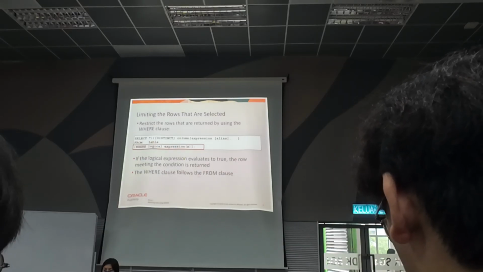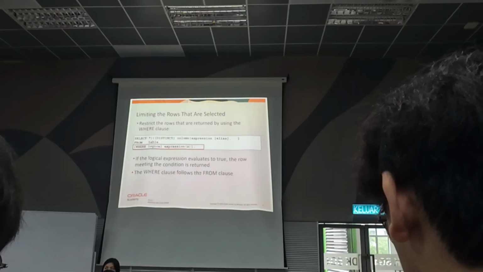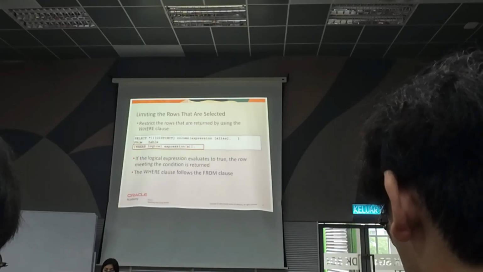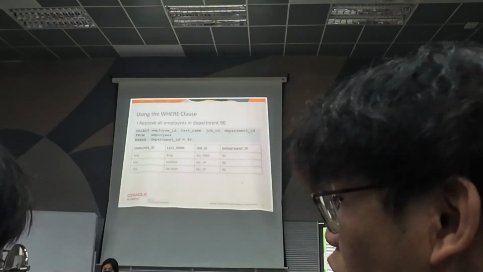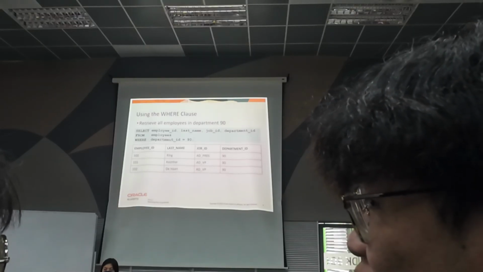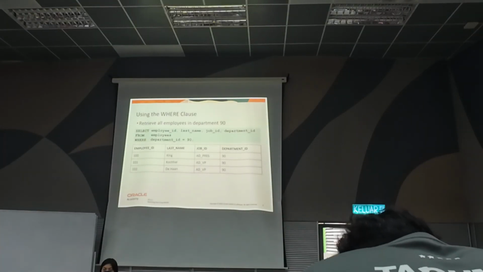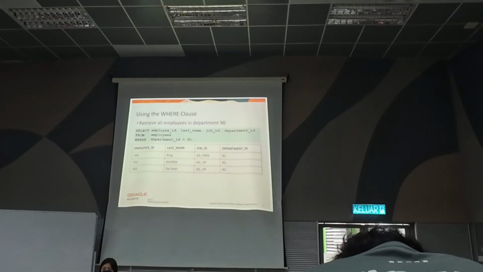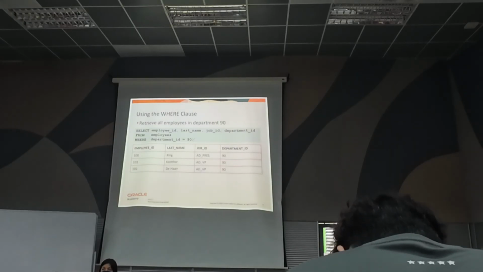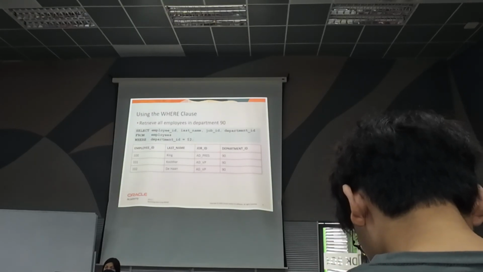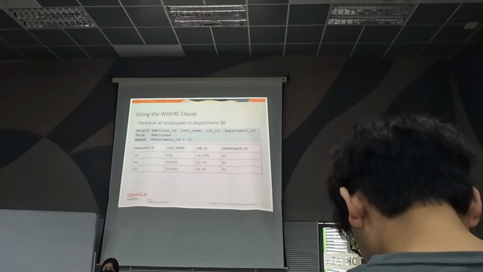The where clause follows the form: what does it mean? It means the sequence is select, from, where. The sequence here is fixed: select, from, where. So this is the example, you put where department ID equal 90. You have to check what data type you declared for department ID. If it is a number, you just put 90. If it is text or string, you have to put the quotes.